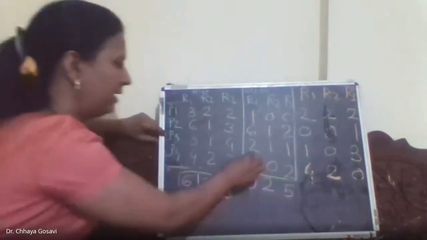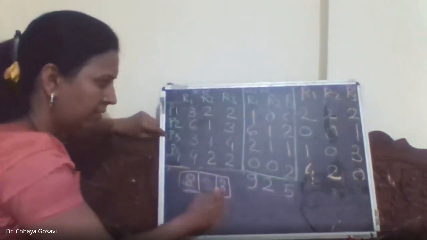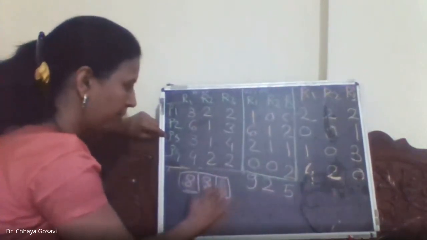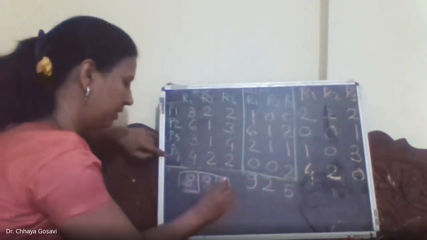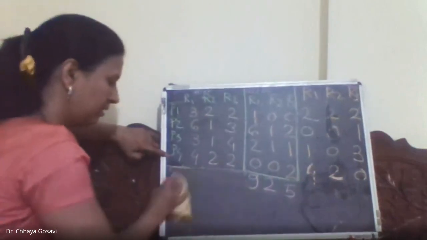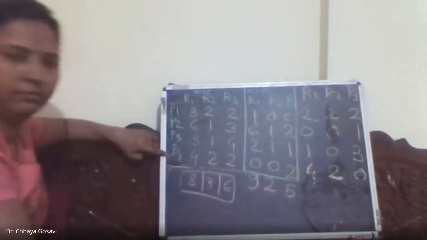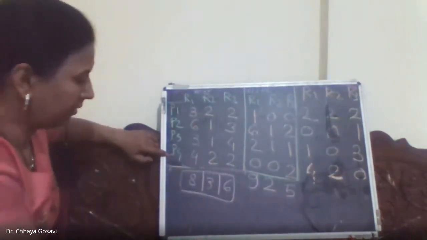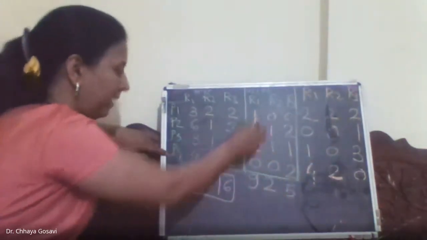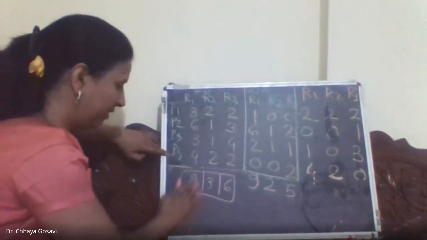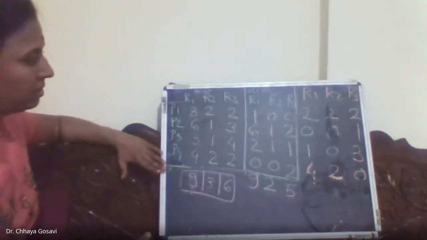P3 can execute and release these resources 2 1 1. It will be 8, 3 and 4. And then P4 will execute and release these two resources. It will be 8 3 6. Then process P1 can execute. This request can be granted and this one resource will be added here and we'll get 9 3 6, which were our original or available resources to the system.